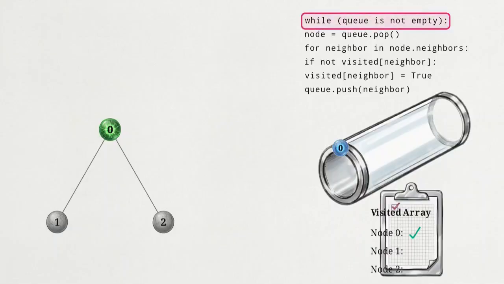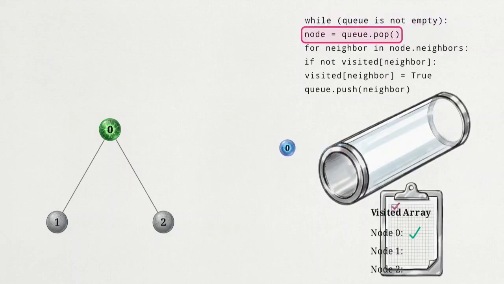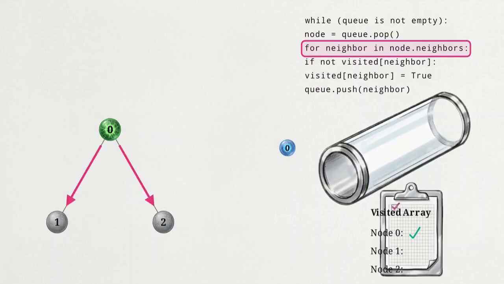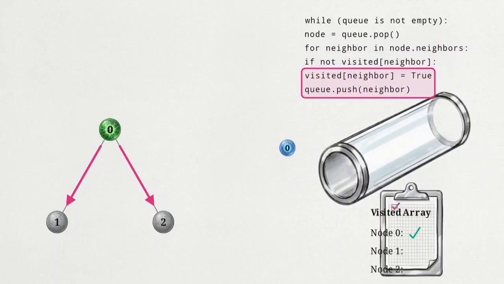Now we open the main while loop, which runs as long as our queue has items. Node 0 pops out the front. We immediately look at the graph and trace the vectors to its direct neighbors, node 1 and node 2. For each of those connections, we repeat our twin actions. Node 1 and node 2 sequentially drop into the back of the queue, and their status updates to green.